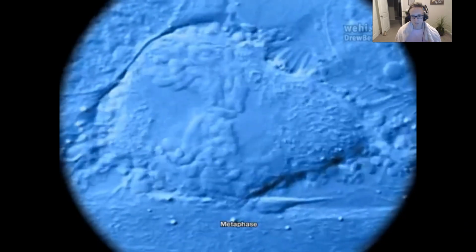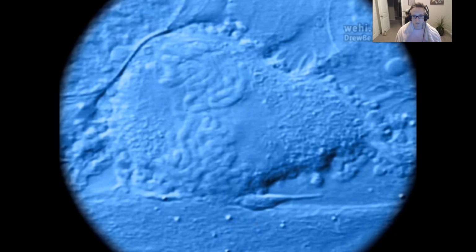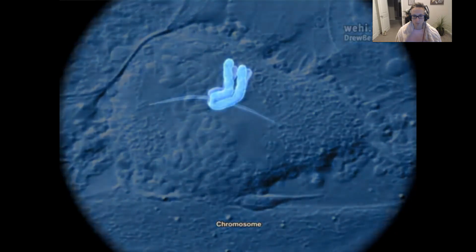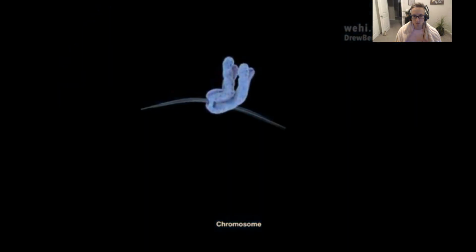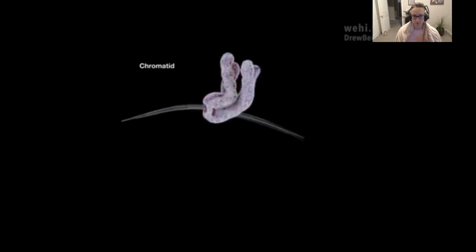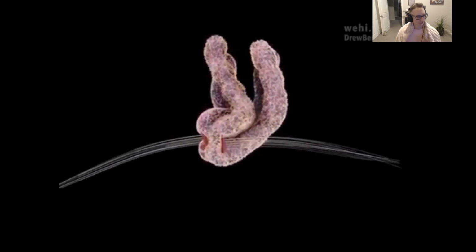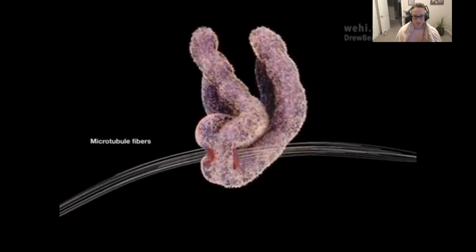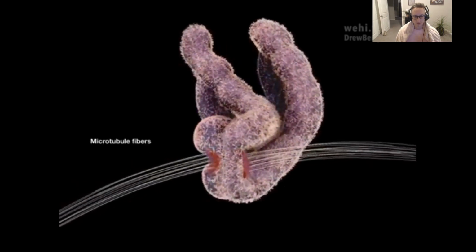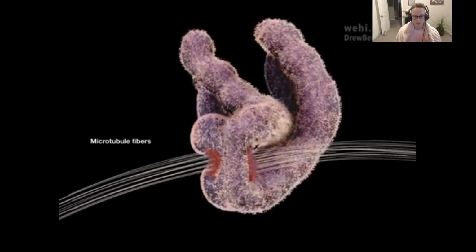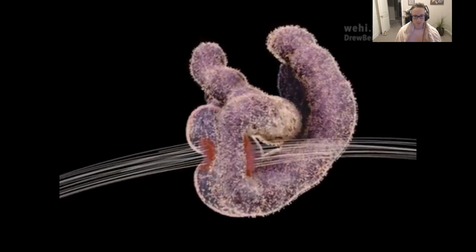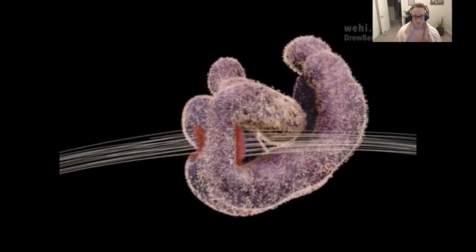This visualization isolates a single chromosome at mitosis. The chromosome contains 2 identical copies of DNA. Each DNA molecule is packaged up into one of the sausage-shaped chromatids. Sticking out from either side are microtubule fibers from the mitotic spindle, used for orienting and guiding the chromosomes to their correct positions.